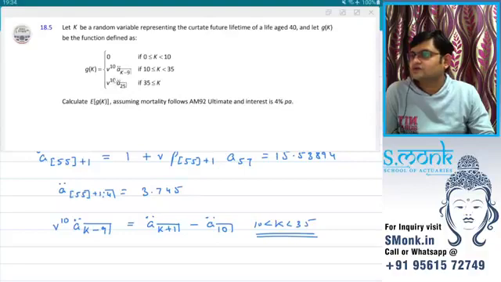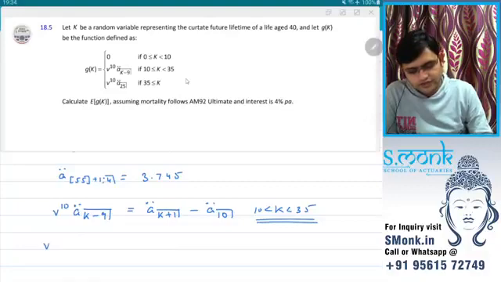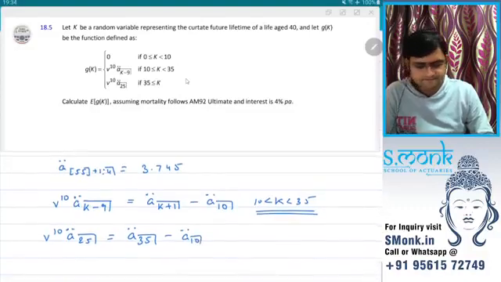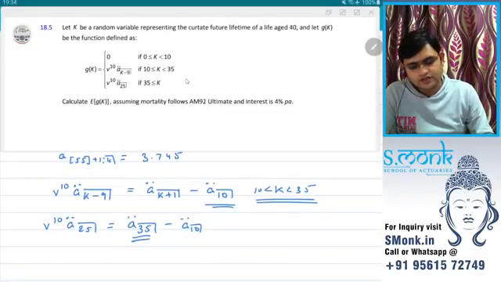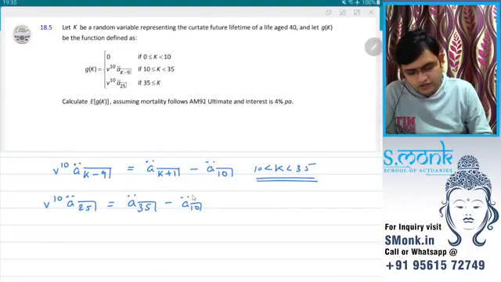So here not a big problem. We can also write v raised to 10 a due 25 as a due 35 minus a due 10. You can see these do not have any k values. So for this I can directly write the present values. But these do. Now let's write this in terms of what we can see.